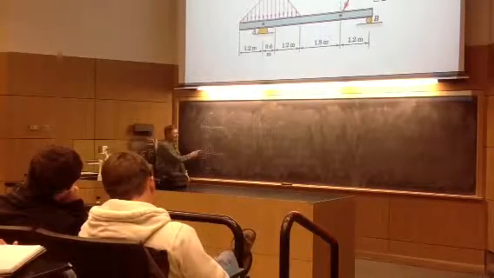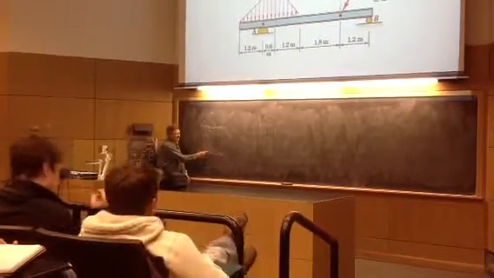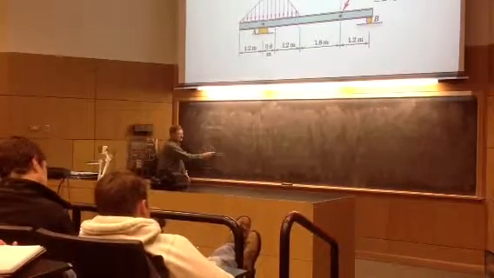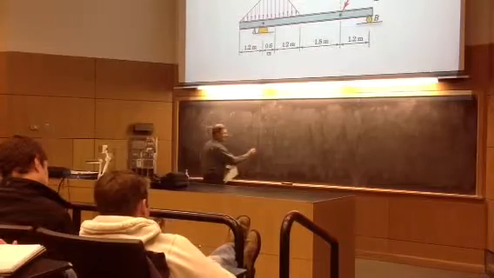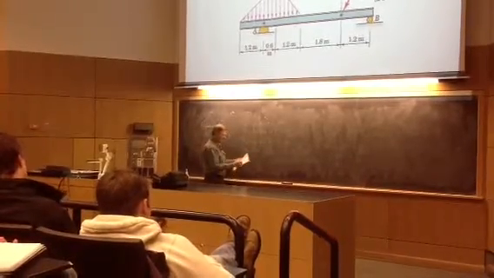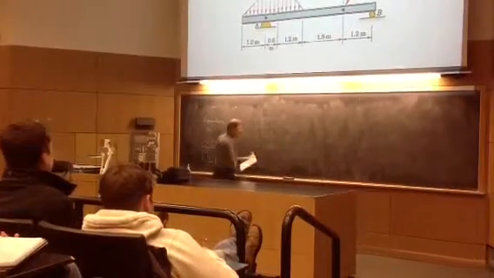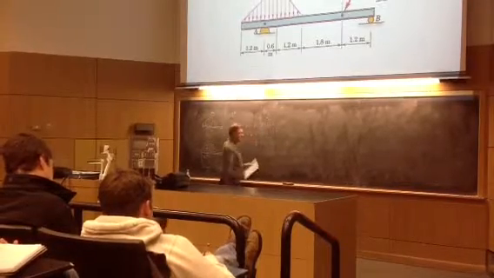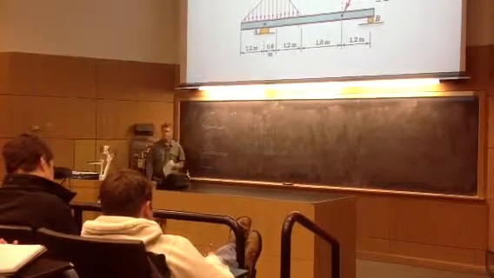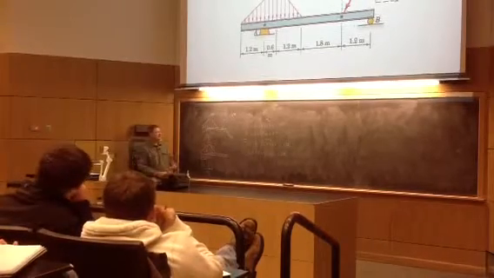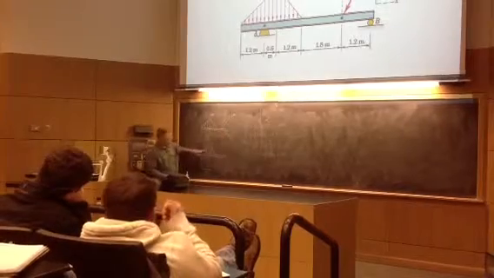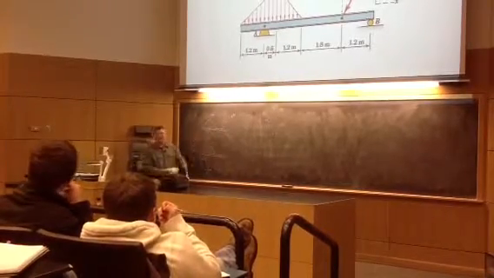Well, I first have to go 1.8 meters to get to the edge of the triangle, and then the centroid is 1/3 of the way from the base to the opposite vertex. So I'm going to go 1.8 to get to the edge of the triangle, and then 1/3 of 1.2, giving me a total distance from the left end of 2.2 meters. Once I've done that, now I just have a beam which is acted on by 1, 2, 3, 4, 5, 6 forces. And I do my usual.